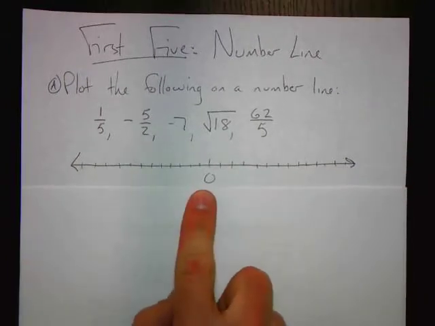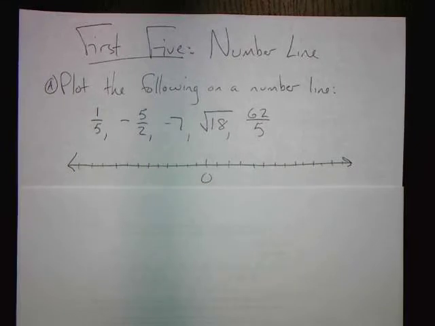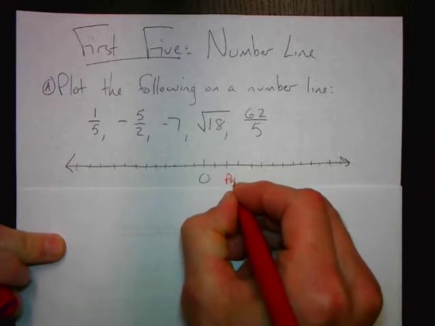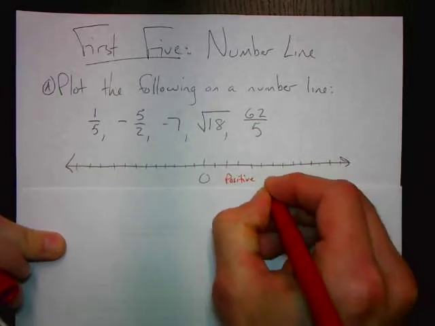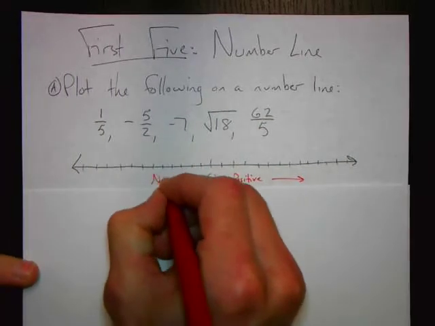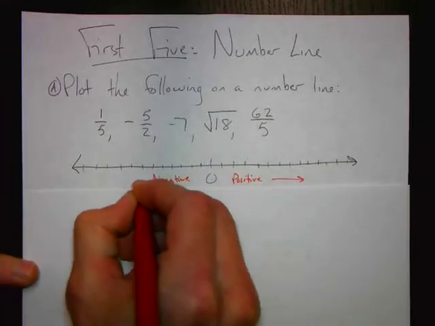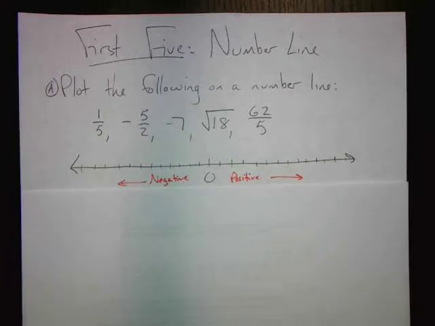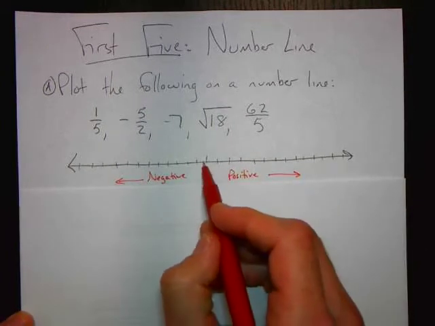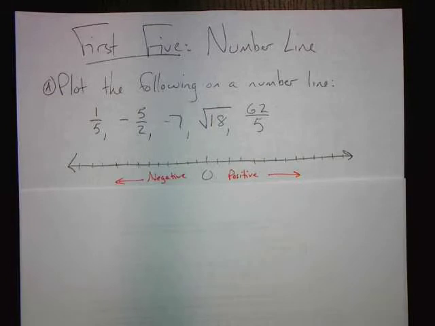So remember, we have 0 right in the middle. Now the way number lines work, all of the positive numbers are to the right of 0. All of the negative numbers are to the left of 0. And so we have 0 right in the middle, and we begin with positive 1, 2, 3, 4, 5, going that way, and then 0 in the middle, negative 1, negative 2, negative 3, things going that way. And so what we're going to do is plot some numbers.